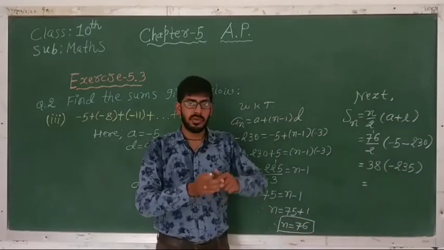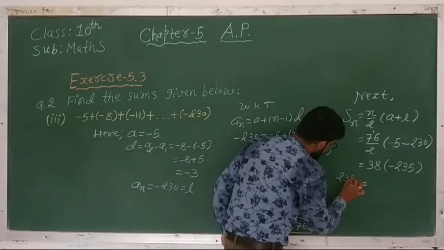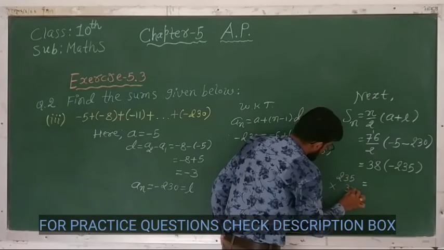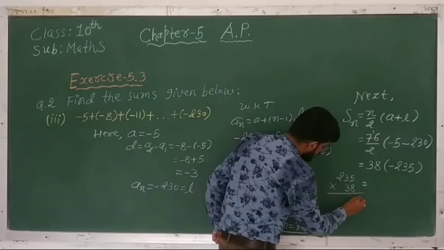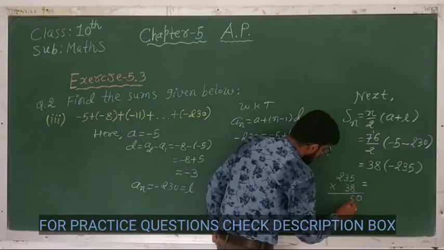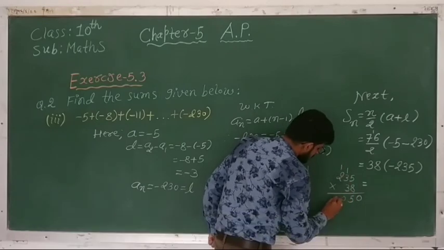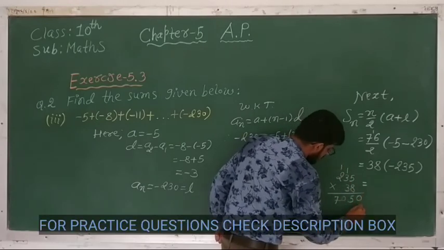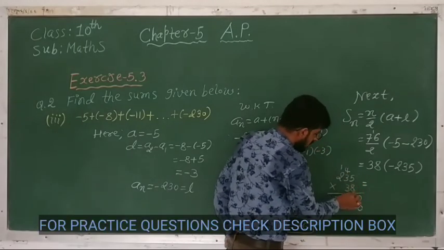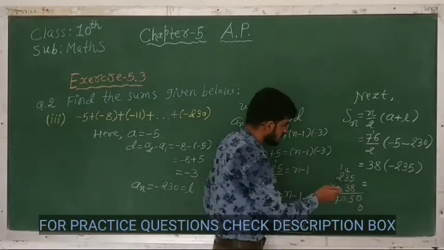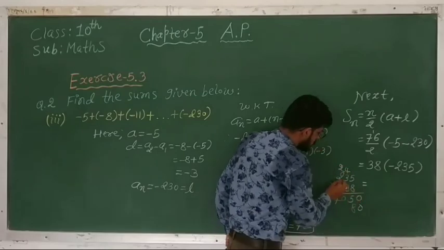235 into 38. So we have to multiply. So 235 multiplied by 38. So here 8 5s are 40, 0, carry 4. 8 3s are 24, 24 plus 4 is 28, so 8, carry 2. 8 2s are 16 plus 2.